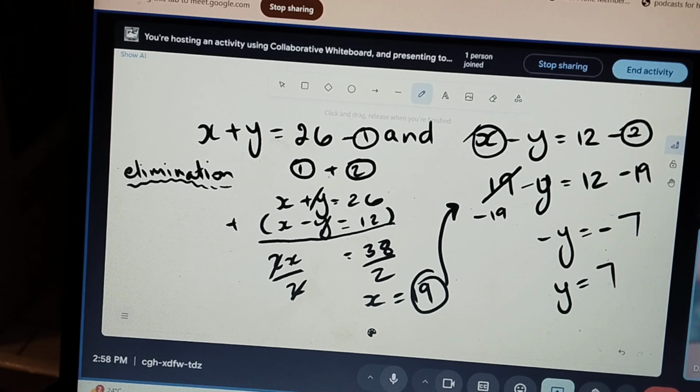Make sense? Not really. I don't get that whole cancelling out. Okay, your elimination method. So let's look at another example.